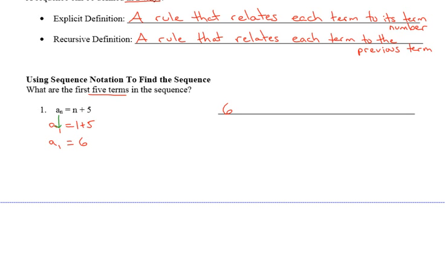Now I need to find the next number in the sequence, so I need to find A of 2. That's the second term. Again, notice that the n has now become a 2. So in the rule, my n is going to become a 2. So A sub 2 is 7. So my second term of the sequence is 7. Now, I have the first term, I have the second term, now I need the third term, so I'm looking for A sub 3.